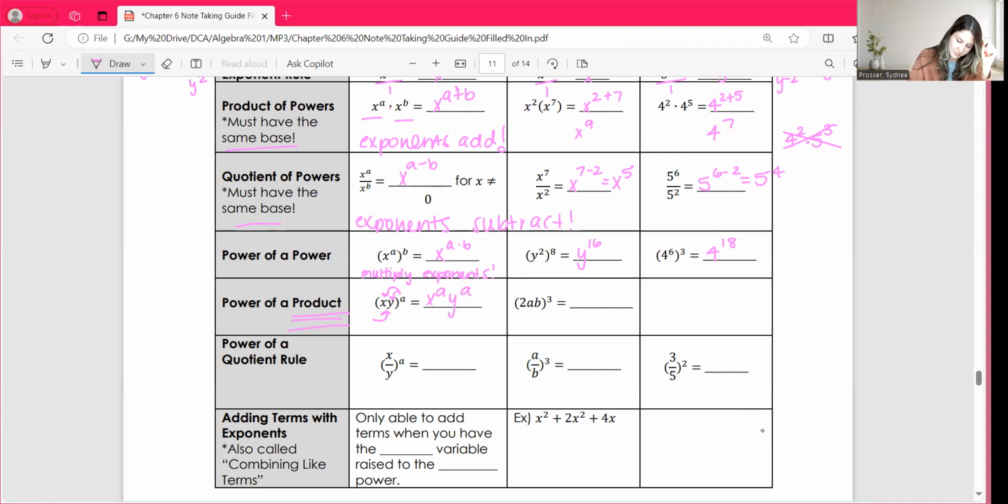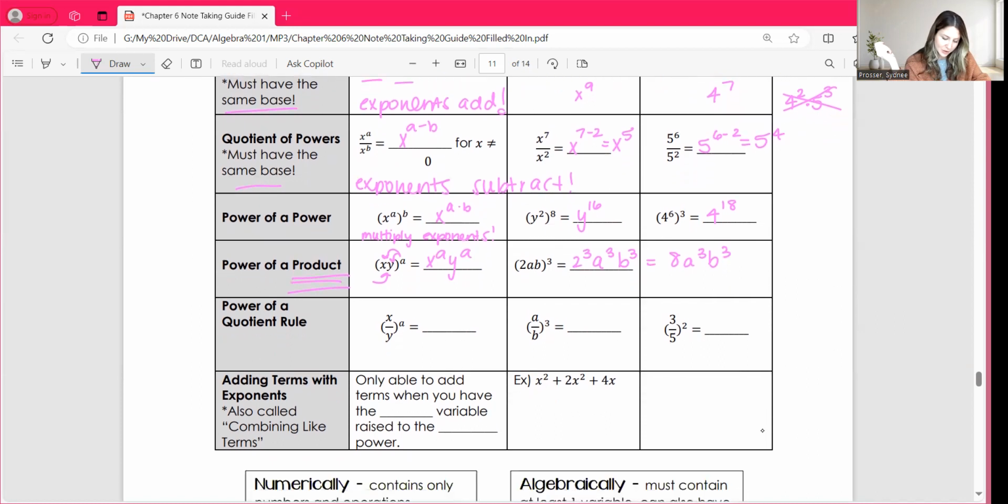So this one is going to become 2 cubed, a cubed, b cubed, which 2 cubed, I know, is 2 times 2 times 2, which is 8, a cubed, b cubed. So you can simplify that more.